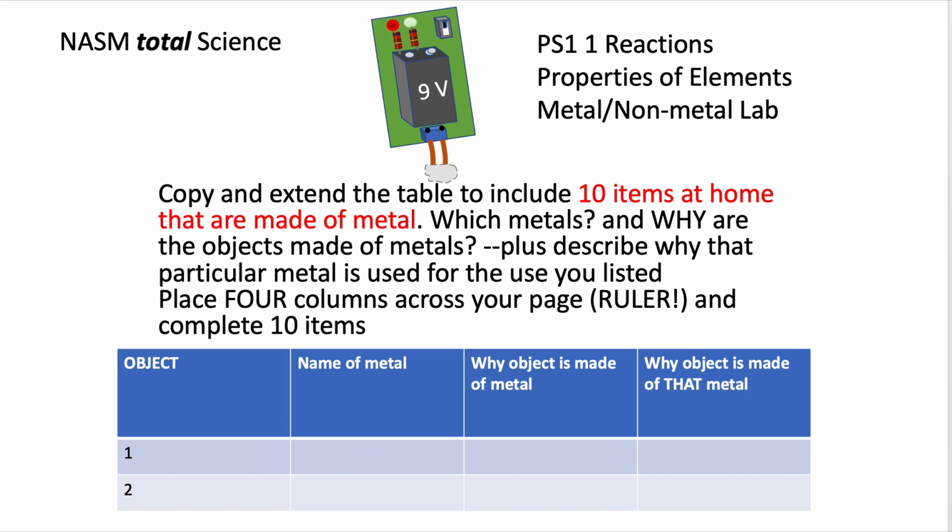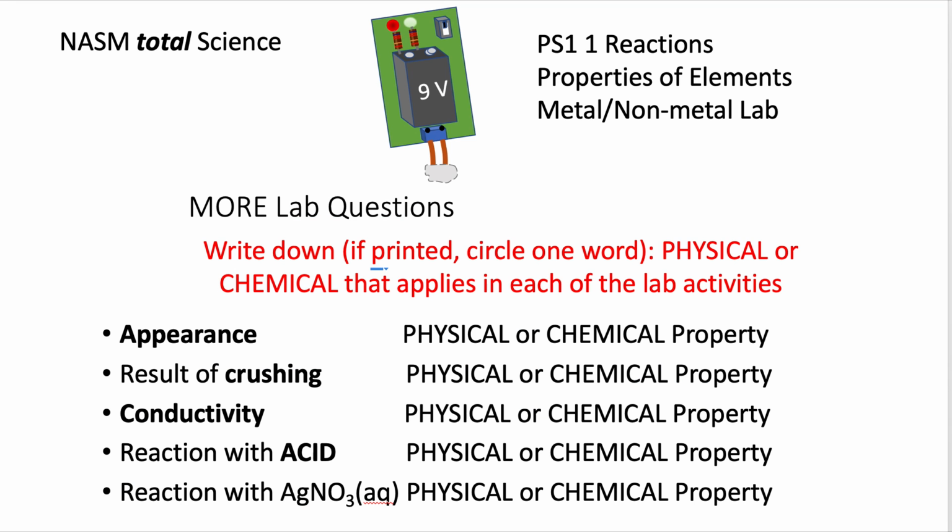Another activity, 10 items at home that are made of metal. Which metals are they? And sometimes they're alloys, mixtures of metals. But why were they made of those particular metals? And the individual metal that was chosen in particular. So you can sort of copy that table and extend it to 10 lines.